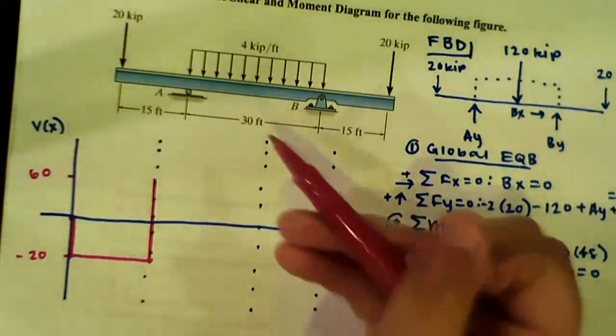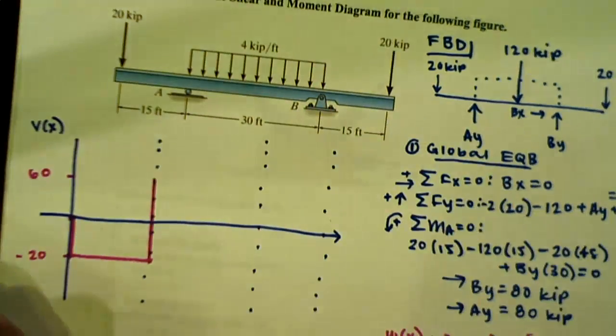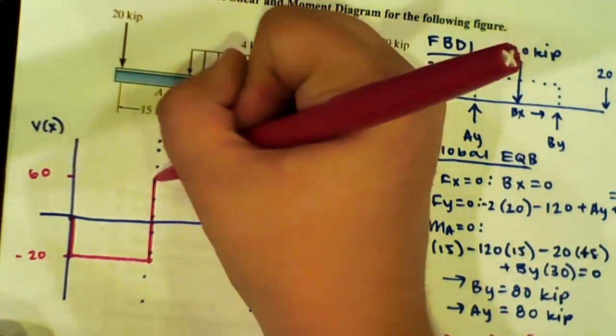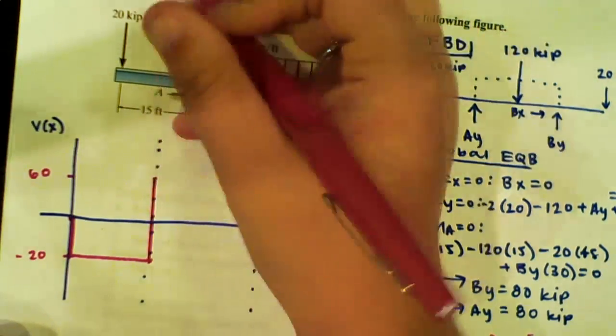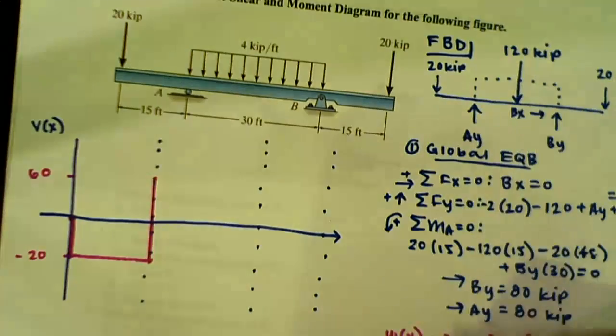So if we look at our loading here, our loading is constant all the way throughout. Whenever you take the integral of a constant, it's just going to be a linear function. And since it's pointing downwards, it's going to go from 60 kips all the way through the equation.